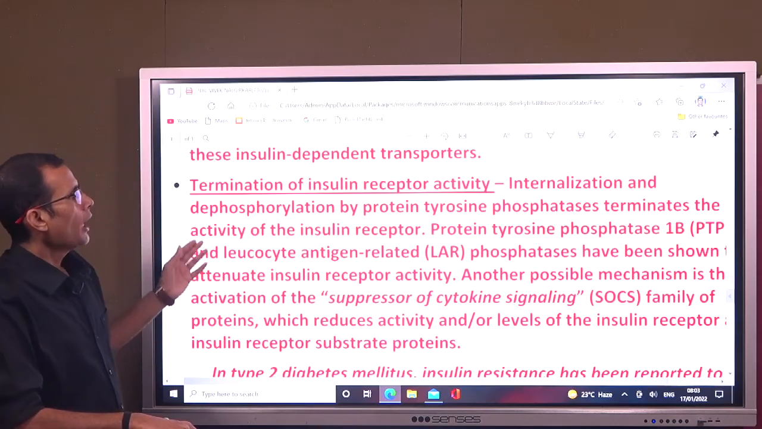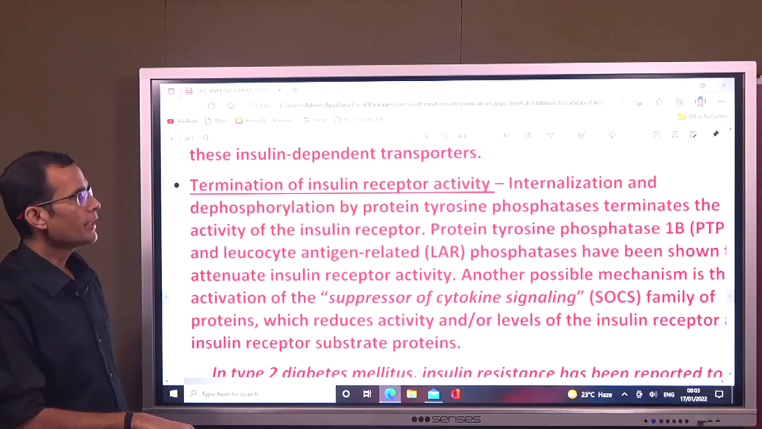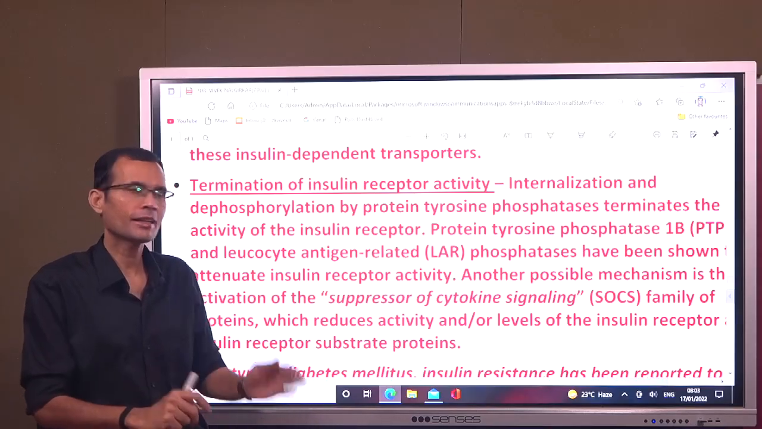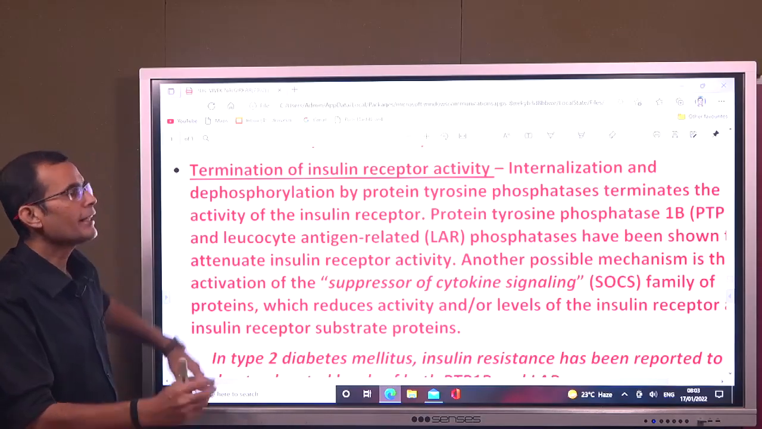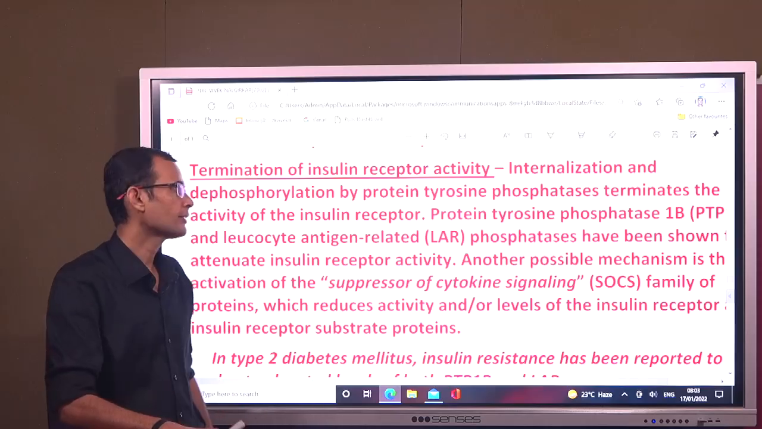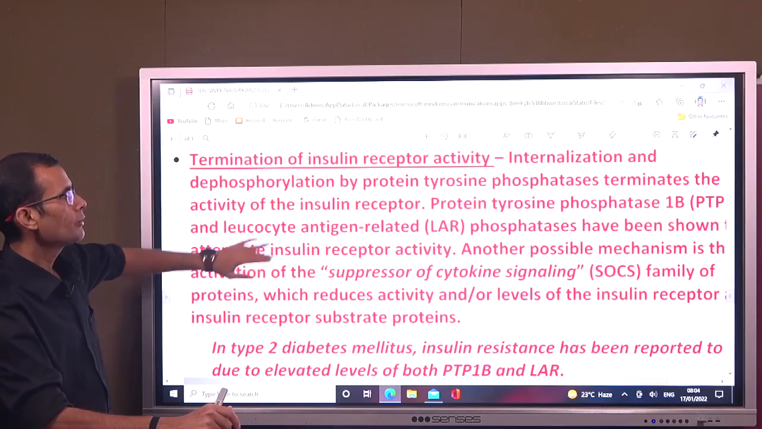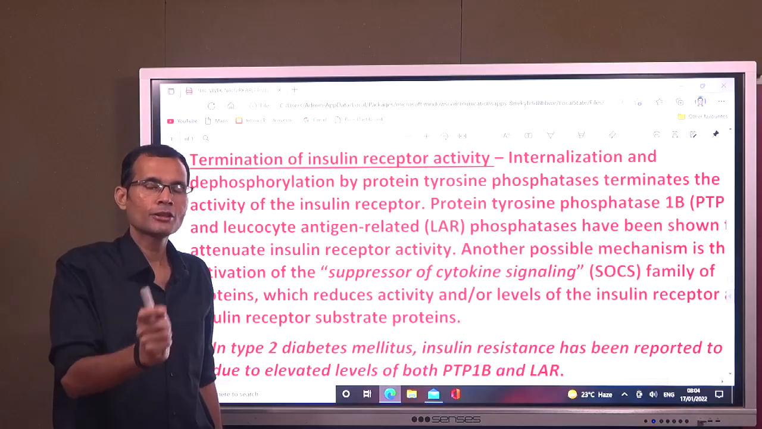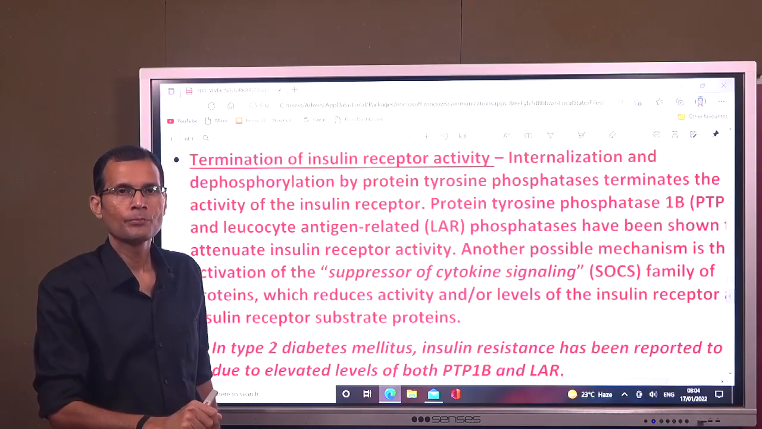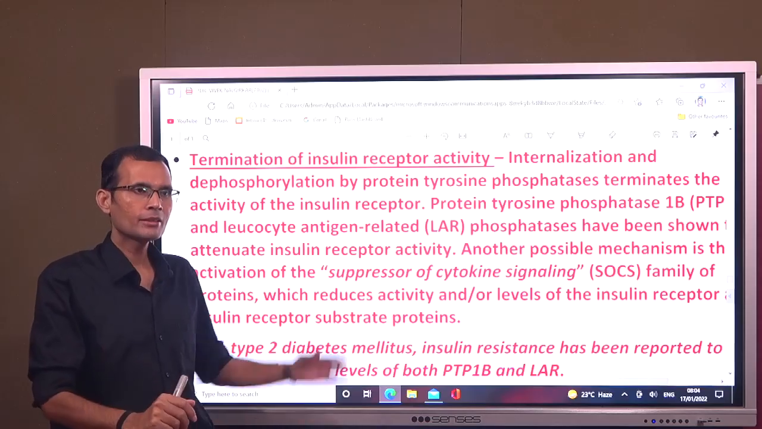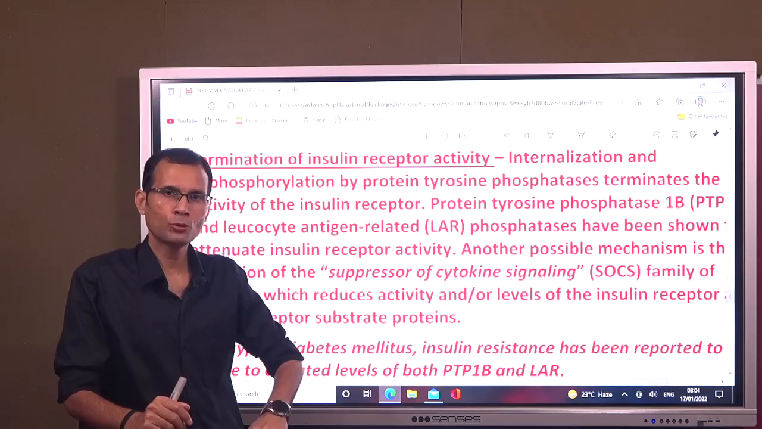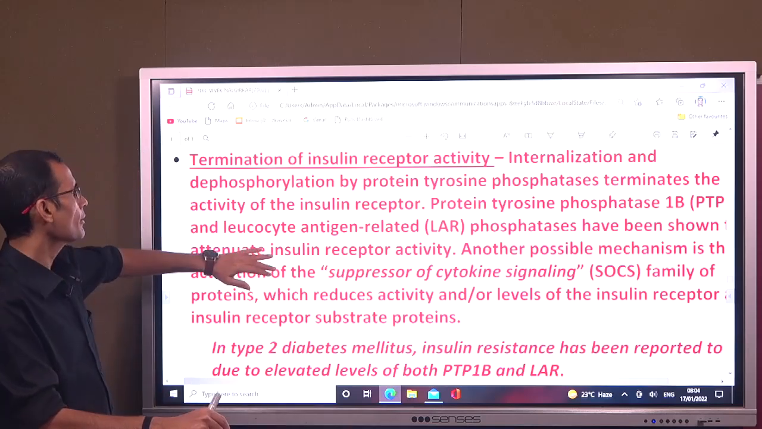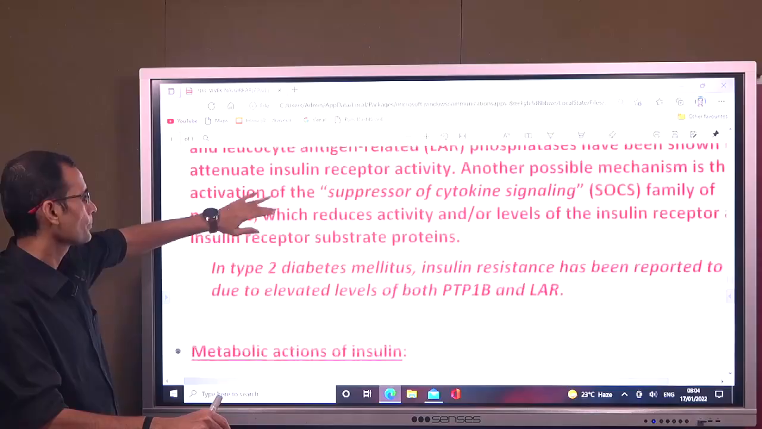Right. How is it that the insulin receptor activity is terminated? Internalization. Once the insulin has initiated its action in the target cell, the receptor will be internalized into the cell, and dephosphorylated by the protein tyrosine phosphatase. There are tyrosine phosphatases inside the target cell. Once the insulin action has begun, the receptor will be endocytosed, meaning internalized into the cell, and the tyrosine phosphatase will terminate the activity of the insulin receptor.